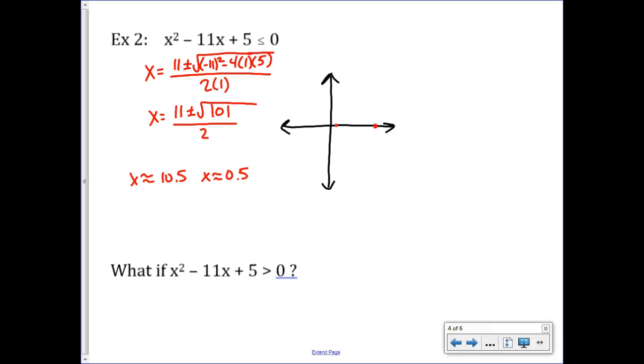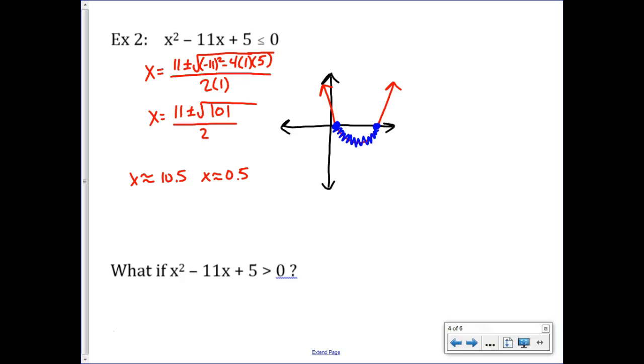Now it's opening up. And since it is less than, we are going to shade below the axis. So this is different than when we were graphing these. Since it's less than or equal to, I put these closed dots here because we're including them.